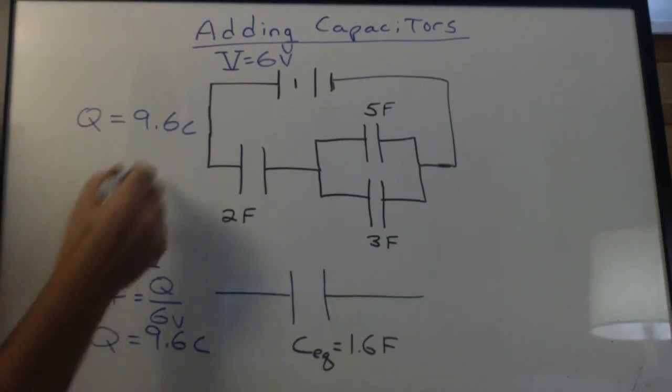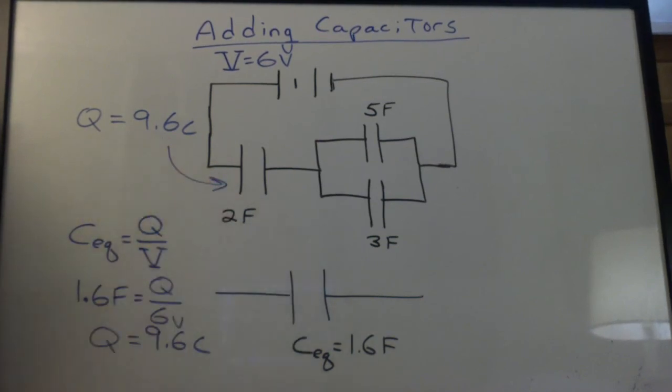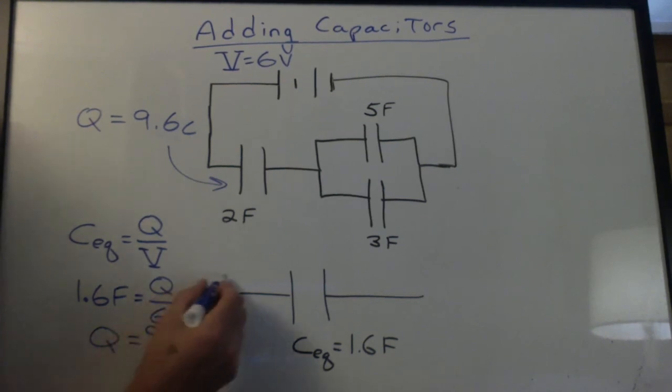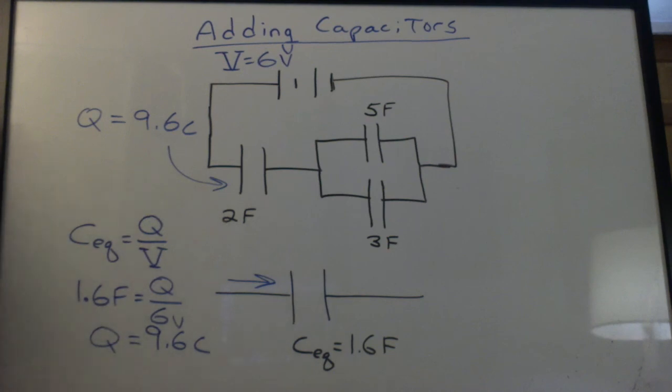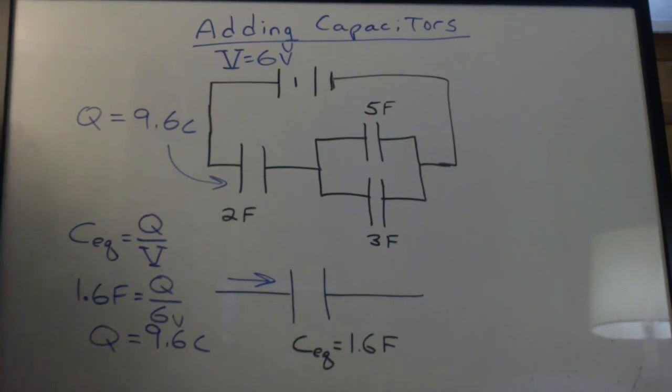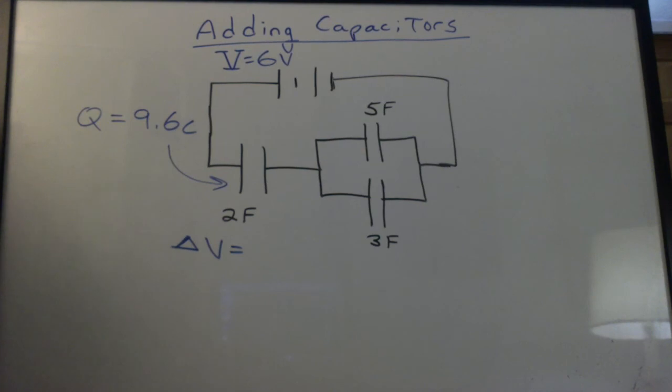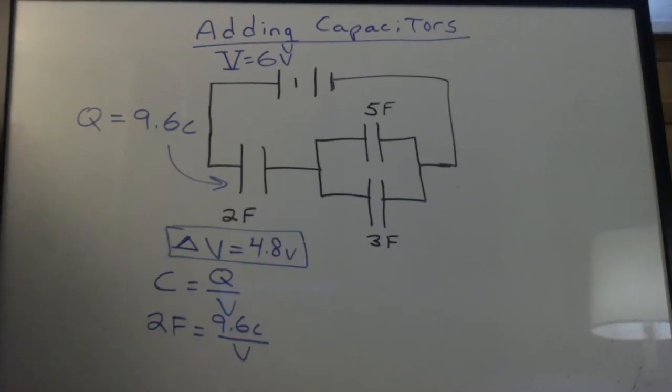Well, that's how much charge will flow onto the 2 farad capacitor. If that's how much charge flows onto this plate, that's how much charge will have to flow onto that plate. There's no other place for the charge to go. Now we can ask ourselves how much voltage drop will occur on that capacitor. We have 4.8 volts across the first capacitor. That means each of the remaining capacitors both have to have 1.2 volts. They're in parallel.